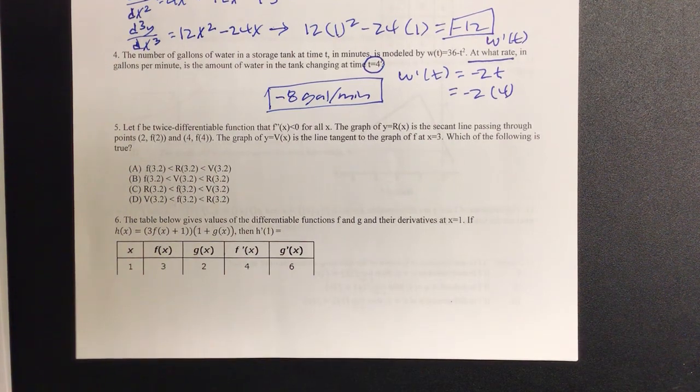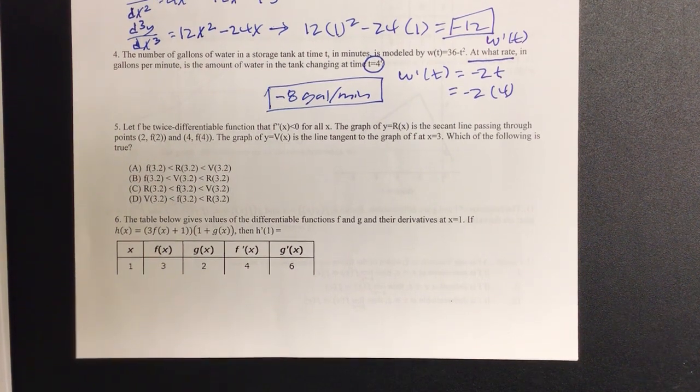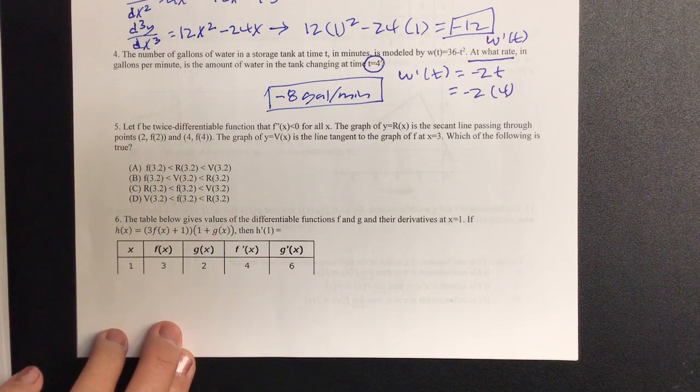All right, Jacqueline, let's read number 5. Let f be a twice differentiable function such that f prime of x is less than 0 and f double prime of x is less than 0 for all x. The graph of y equals r of x is a secant line passing through points (2, f(2)) and (4, f(4)). The graph of y equals v of x is the line tangent to the graph of f at x equals 3. Which of the following is true?